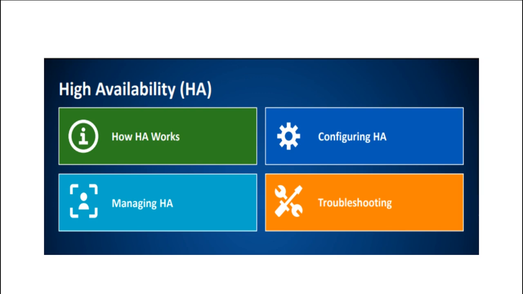We will see what lists are available for notification on Sophos XG Firewall. We will also configure HA, which will be the 13th module. We will see how HA works, how we can configure HA, how we can manage HA, and troubleshoot in case of any issue. So this will be the overview of the modules that will be covered in the upcoming batch.